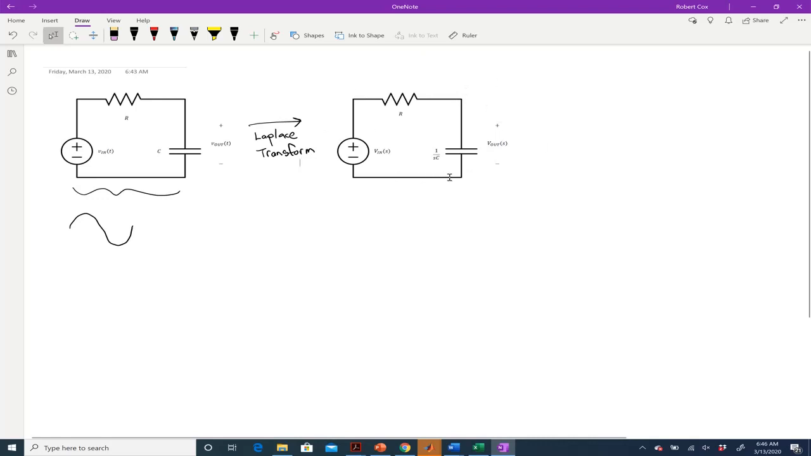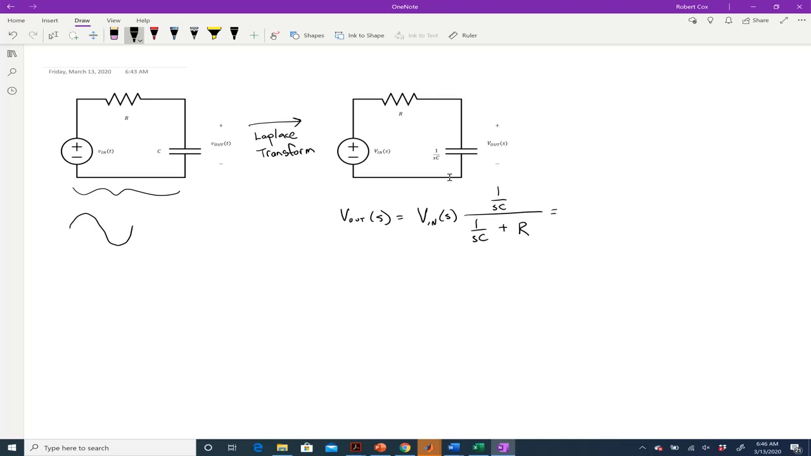For this circuit, I have a voltage divider, which means that Vout of S is equal to Vin of S times 1 over SC, that's the impedance of the capacitor, over the total impedance, 1 over SC plus R.